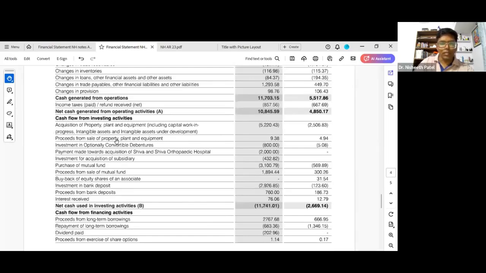Proceeds from the sales of the property, they have got around 9 millions from the sales of the property. They have investment in the convertible debentures of 800 millions. They have payment made towards the acquisition of Shiva and Shiva Orthopedic Hospital, around 2,000 millions, around 200 crores, so they have some hospital acquisition. They have purchase of some mutual fund, and they have got some money from the sale of the mutual fund. So this is the holy grail of the company's snapshot of the financial statement.